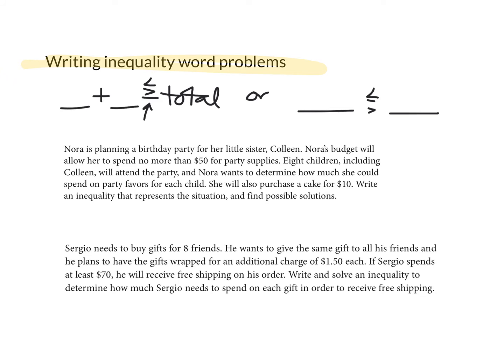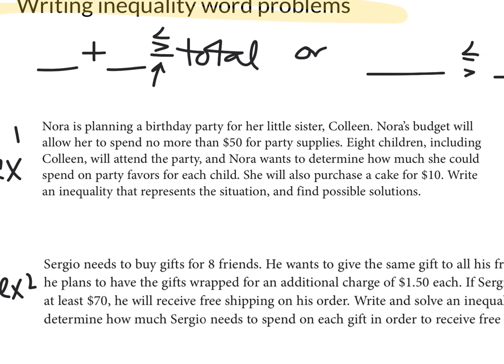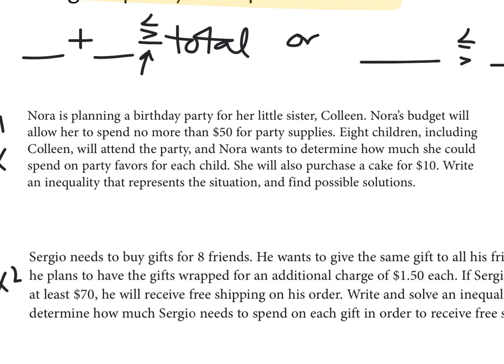So those are kind of the two that we're going to go with. So let's label these. You can label them example 1, example 2, however you want to do that. We're going to read it, and I'm going to highlight the part that you actually need to write down, and then we'll write down the solution. That way you know what it was you were looking at. Okay, so this first question. Nora is planning a birthday party for her little sister, Colleen. That's my name. Nora's budget will allow her to spend no more than $50 for party supplies.